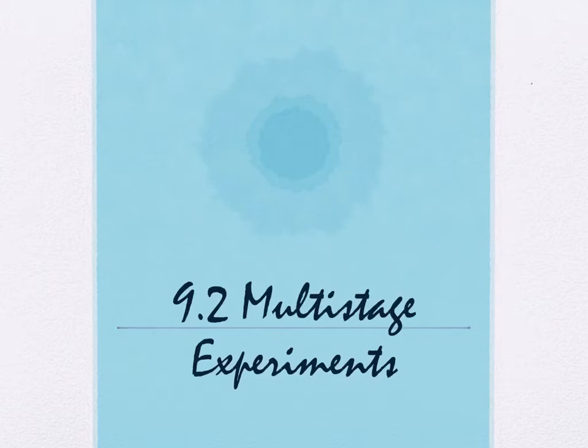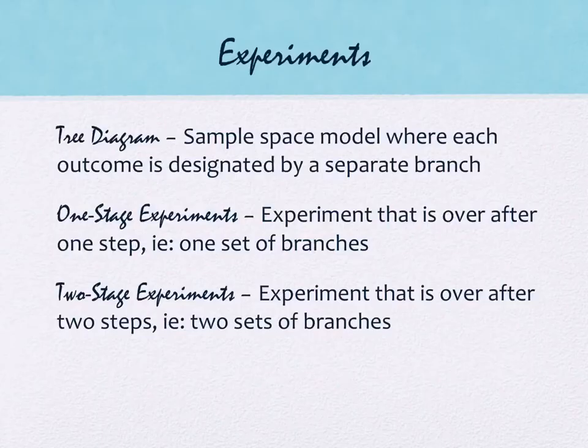So in order to talk about experiments and to keep our thoughts organized, one of the ways we're going to do that is to use tree diagrams. A tree diagram is simply a sample space model where each outcome is designated by a separate branch. What we did last time could be thought of as one-stage experiments. The experiments are over after one step, right? Like you had one single die and you rolled it one time, experiment over.